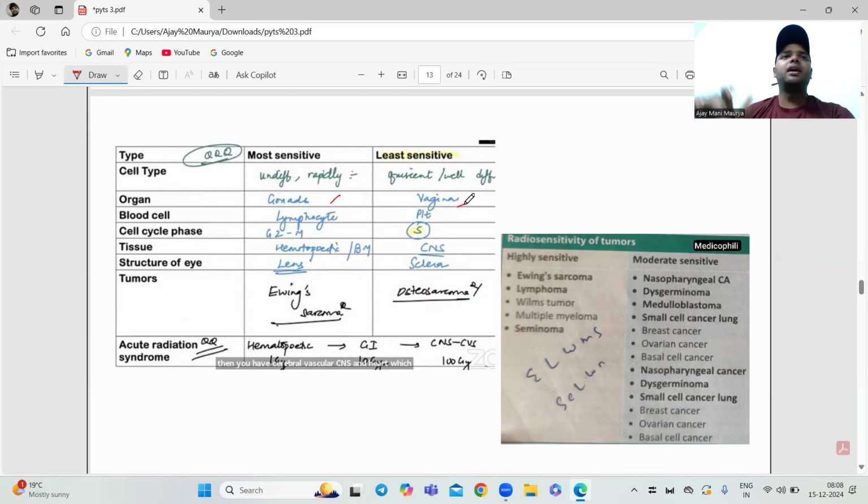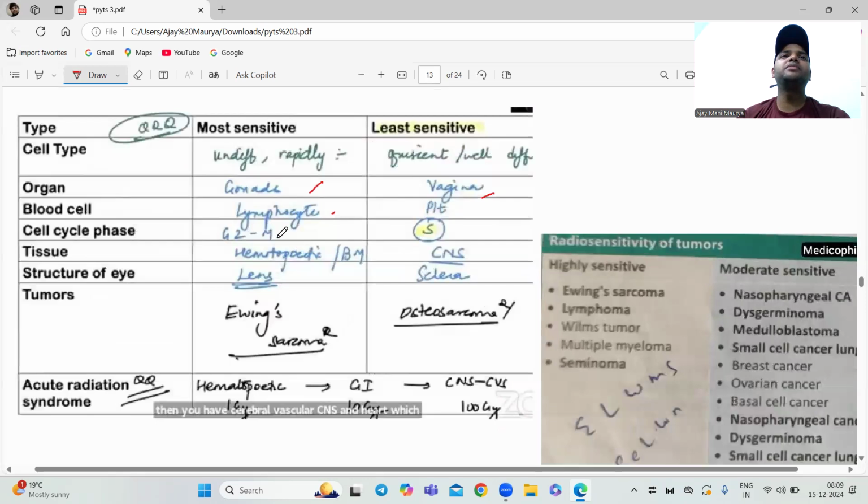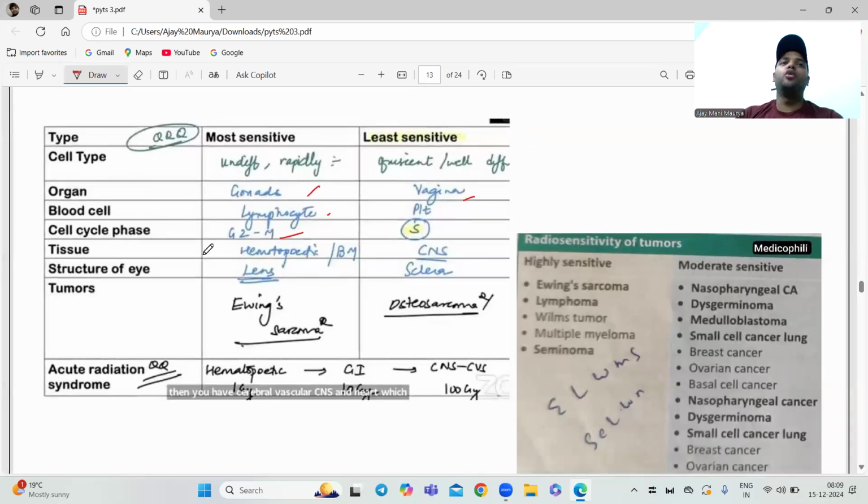See here, blood cell: the most sensitive is the lymphocytes, and the least sensitive is the platelets. Cell cycle: G2M is more sensitive, and the least sensitive is S phase. Tissue: hematopoietic tissue or bone marrow is more sensitive, and the least sensitive is the CNS.